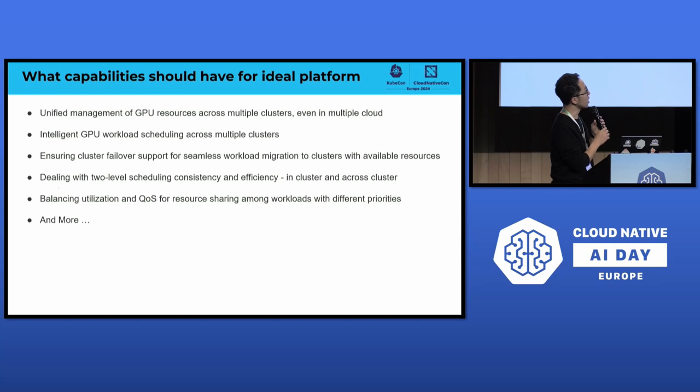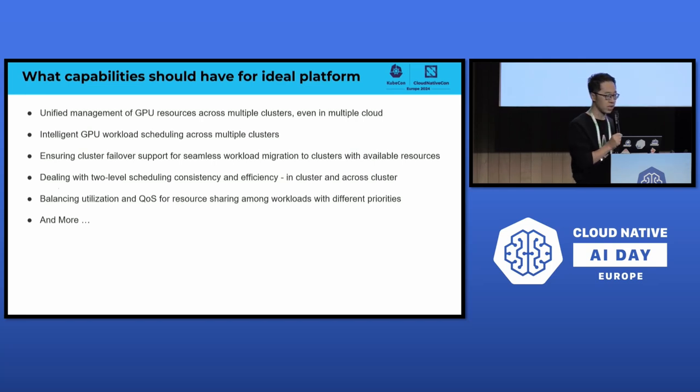So I summarized some of the capabilities I think are very important to an ideal platform. It's not all of the problem, but I think they are very important. First of all, we need a unified abstraction for defining the workloads on top of a multi-cluster, multi-cloud architecture. This is very basic. It helps you describe your requirements about your workload: how many resources, as well as any requirements about the location and topology.